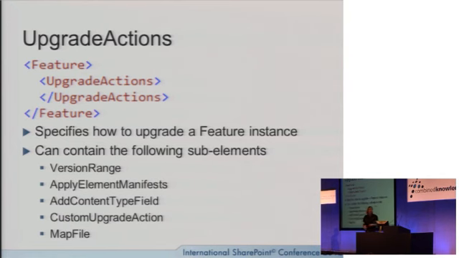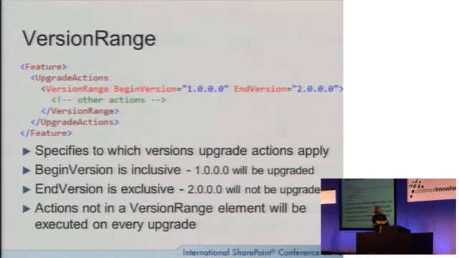The first one is the VersionRange element, which will specify from which version to which version you want to apply the actions that are within this tag. In this case, anything between version 1.0.0.0 and version 2.0.0.0 will be upgraded. So all the features that have a version number between those two will be upgraded. Any features that have version number 1.0.0.0 will be upgraded as well. Any features that are already on version number 2.0.0.0 will not be upgraded. They are already upgraded. So the begin version is inclusive and the end version is exclusive.